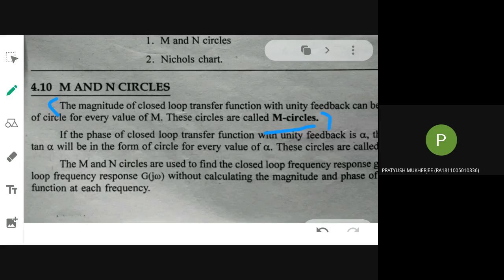Now again, phase, if you are saying phase is equal to N is equal to tan of alpha, that will also be in the form of circles. So those circles will be called what circles? M is for magnitude. N is for what?